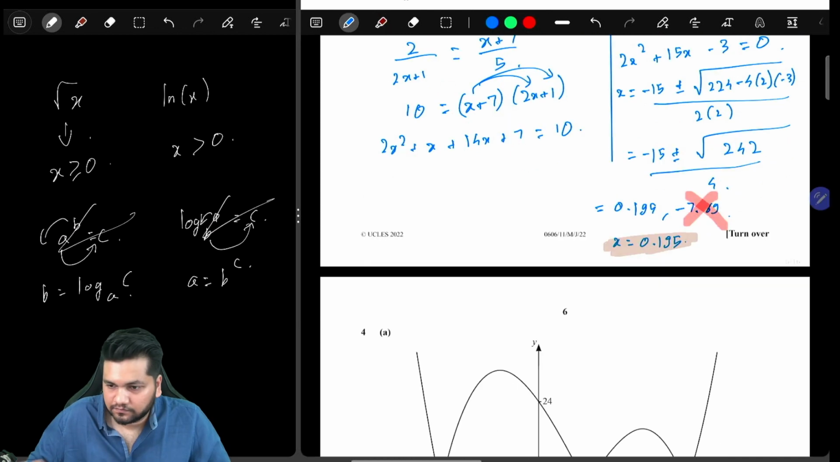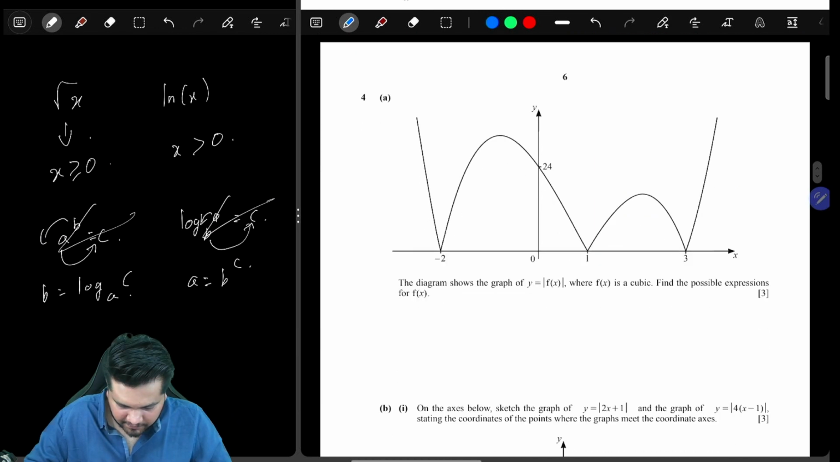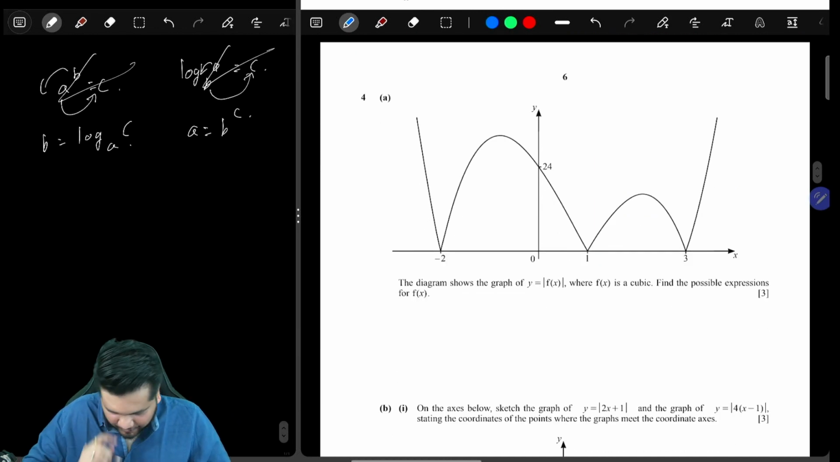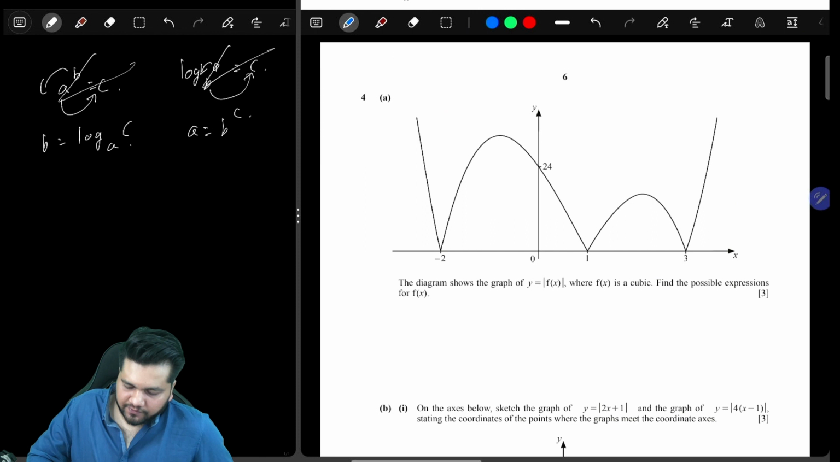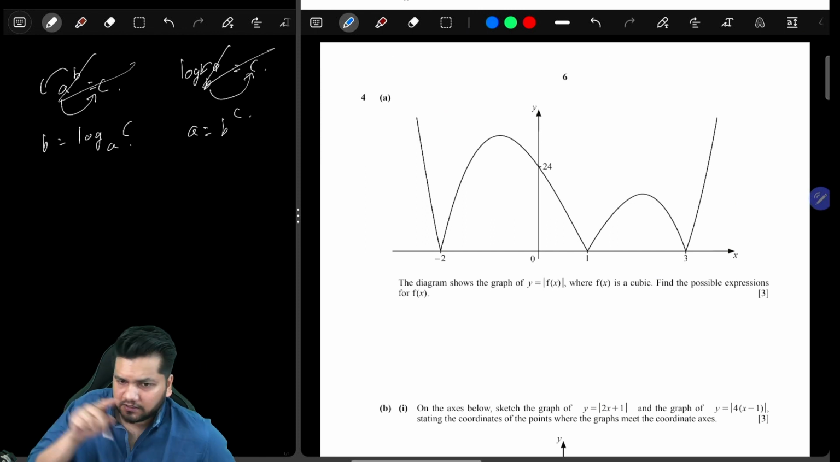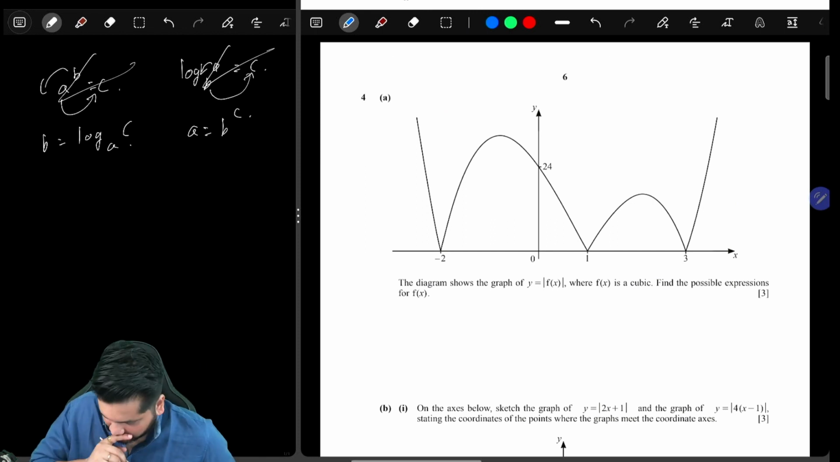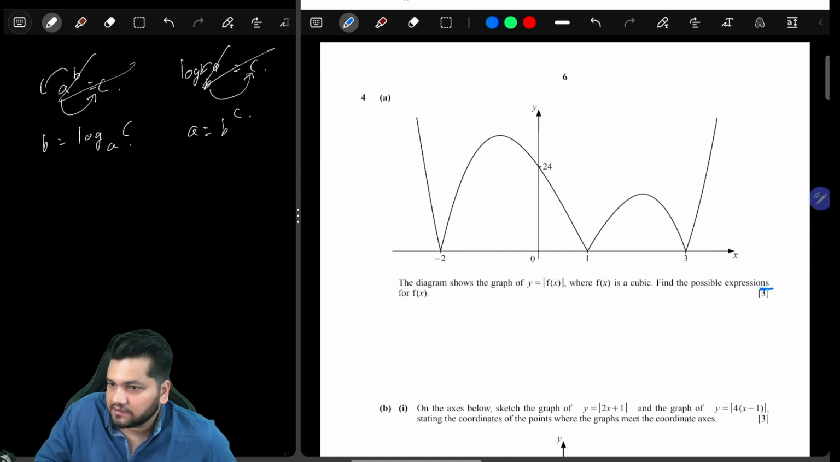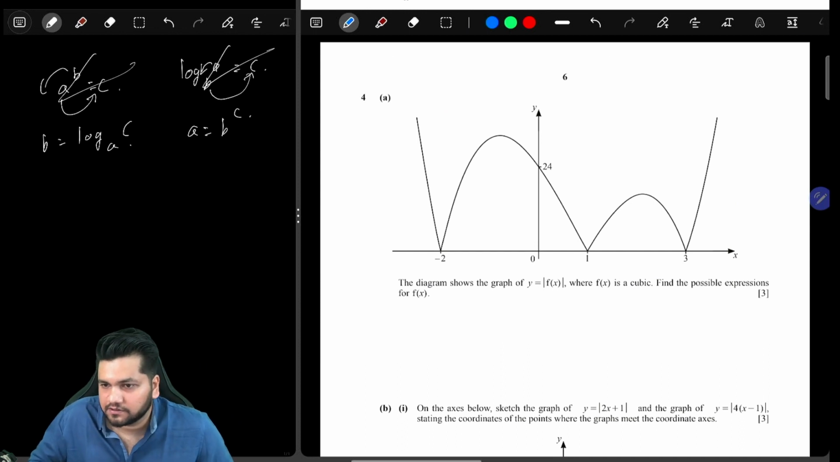Now, the fourth one. The diagram shows the graph y is equal to mod of f of x, where f of x is a cubic function, of course, because there are three roots, you can see minus 2, 1, 3. Find the possible expressions for f of x. Now see, when they say expressions, obviously we'll have to find two expressions minimum.